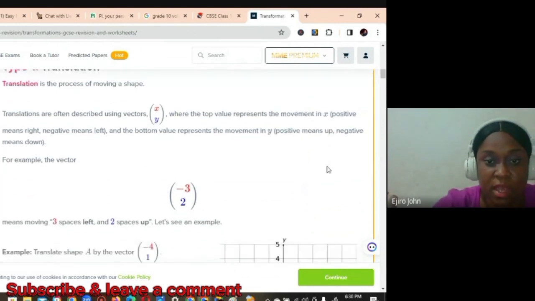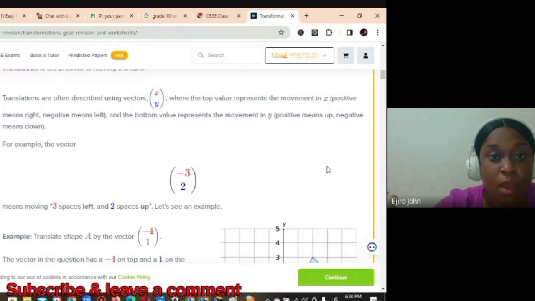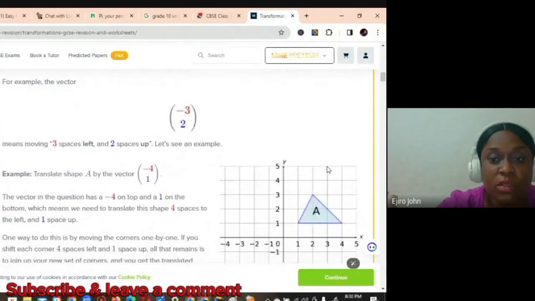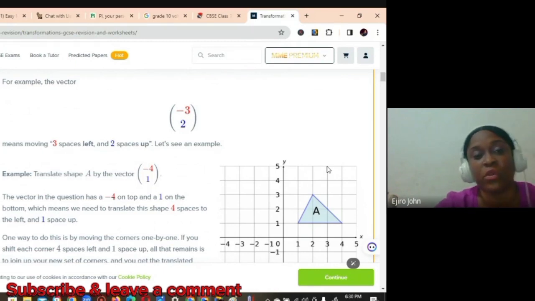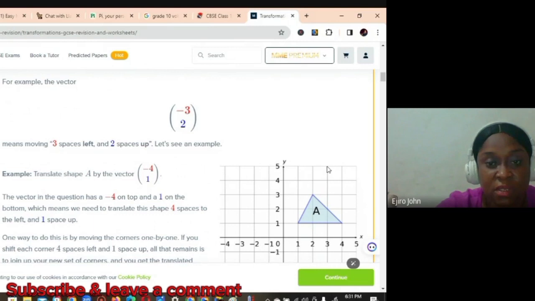Okay, so now they gave us a practical example of the vector. They said x will be -3 and y will be 2. So what does that mean? If you're plotting that direction on a graph, 3 is on the x-axis, right? So that means you're moving 3 units to the left-hand side. While on the y-axis, you're moving 2 spaces above, which is positive, because 2 is a positive integer.